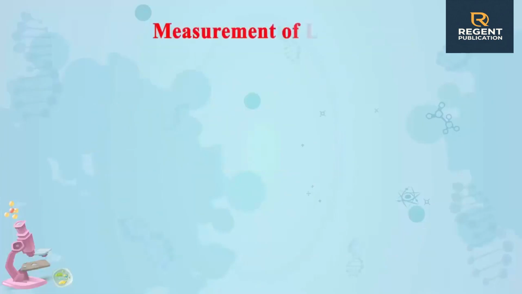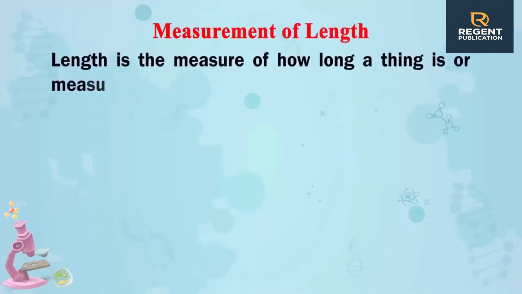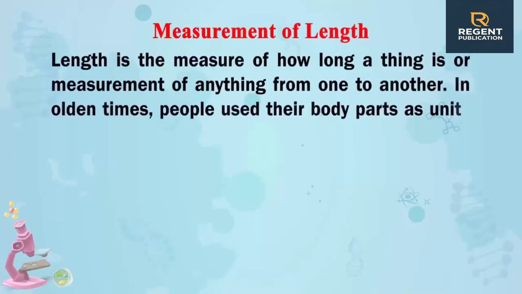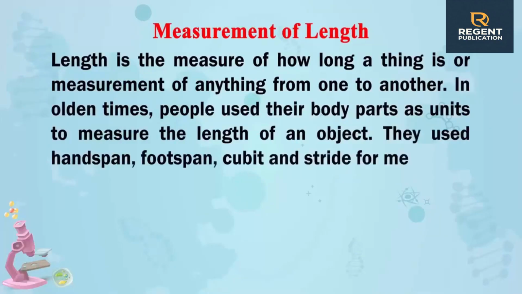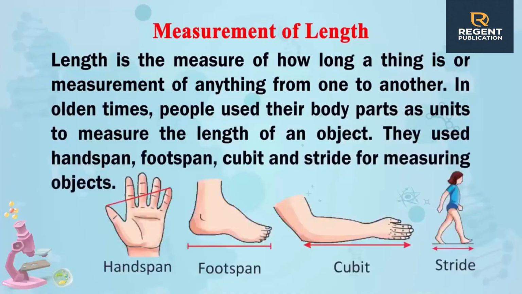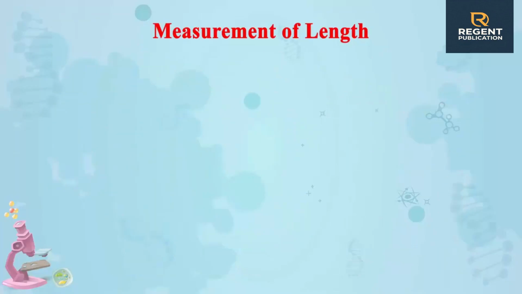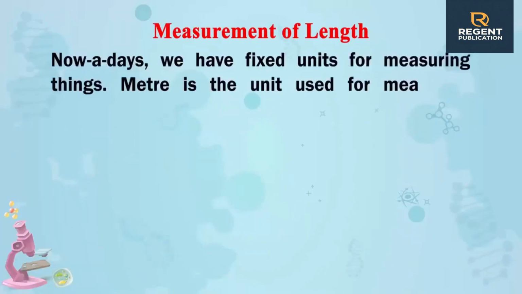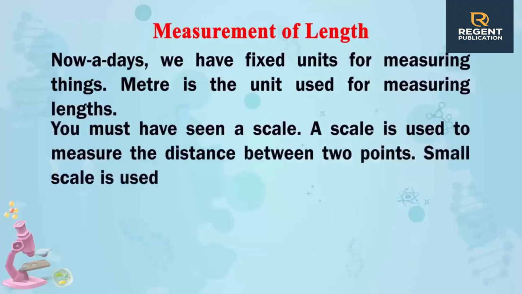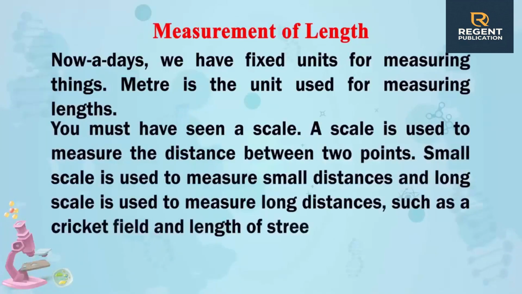Measurement of length. Length is the measure of how long a thing is, or the measurement of anything from one end to another. In olden times, people used their body parts as units to measure the length of an object. They used hand span, foot span, cubit, and stride for measuring objects. Nowadays, we have fixed units of measuring things. Meter is the unit used for measuring lengths.